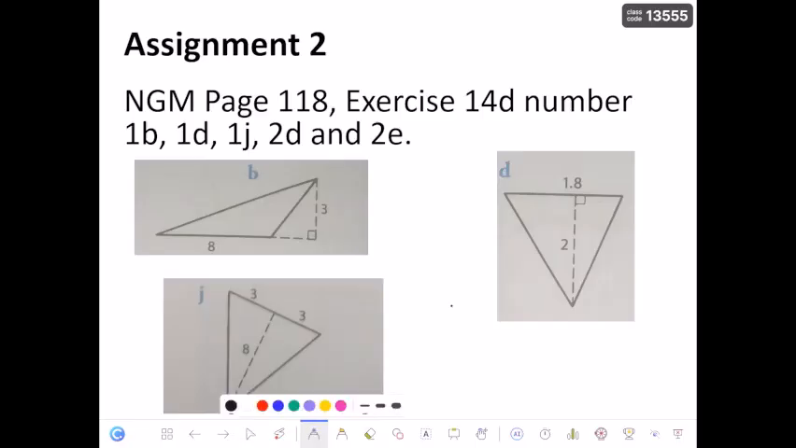So these are triangles. Remember the area of a triangle: half base times height. So for this A now, area will be what now? For the A, area equals 1 over 2 times base, which is 8, times height. Height is what? Height is 3. So let me just put the answer directly without wasting time.